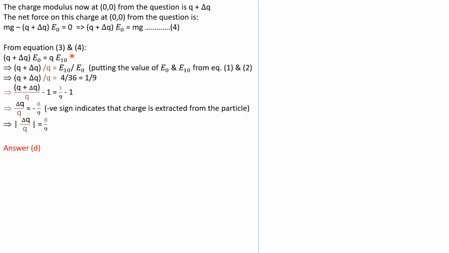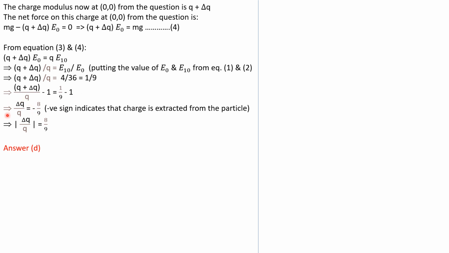So from equations 3 and 4, this will be equal to this. This is just mathematics we can solve. Upon solving, we will be getting q plus delta q divided by q, which is E10 by E naught, will be 4 by 36, that is 1 by 9. The values of E10 and E0 you can write from expressions 1 and 2.